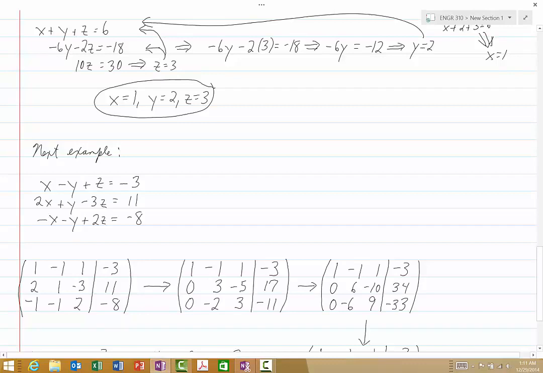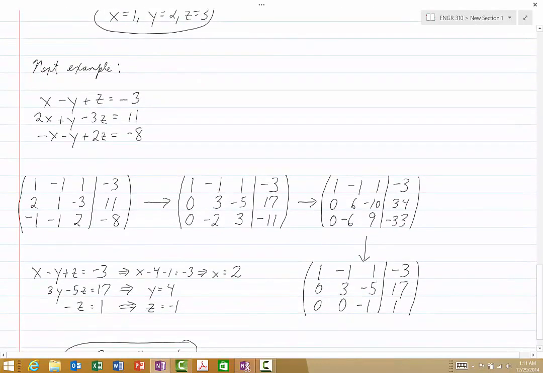And so instead, what I've decided to do here, notice that the first row is exactly the same, but I've multiplied the second row by 2 to get 0, 6, negative 10, 34. And I've multiplied the third row by 3 to get 0, negative 6, 9, and negative 33. And then in going from here to here, I've done two things. Well, first of all, the first row is untouched. So you can see it remains at 1, negative 1, 1, negative 3.